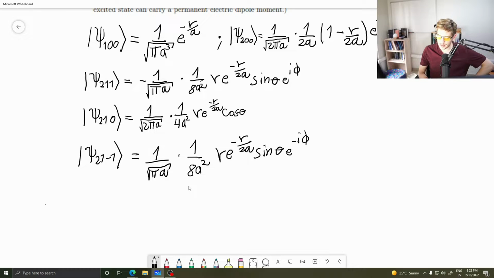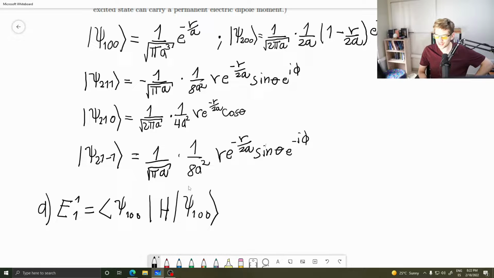So in part A, we want to find the energy, right? So the first correction to the first energy level, to the ground state, which is going to be psi 1 0 0, sandwiching our Hamiltonian, psi 1 0 0, right? This is as usual. This is simply perturbation theory. And of course, we can do this because the first state is not degenerate, right? Okay, so we are using non-degenerate perturbation theory for this part.